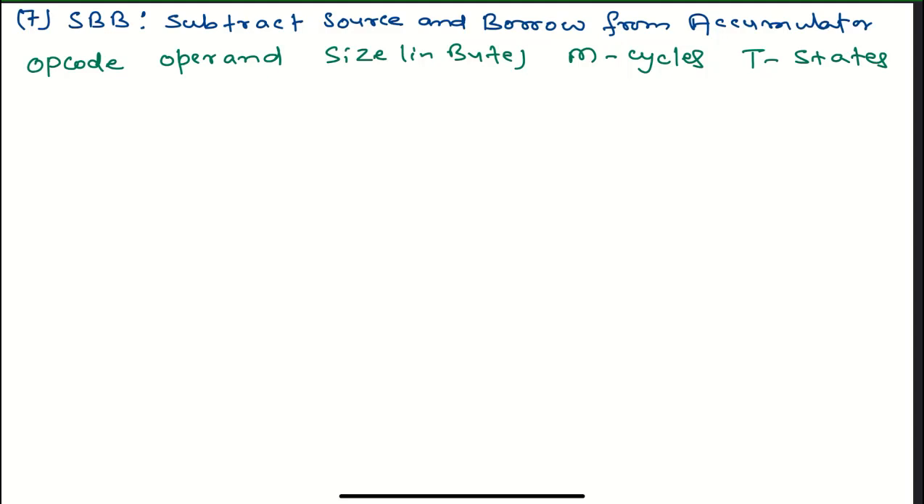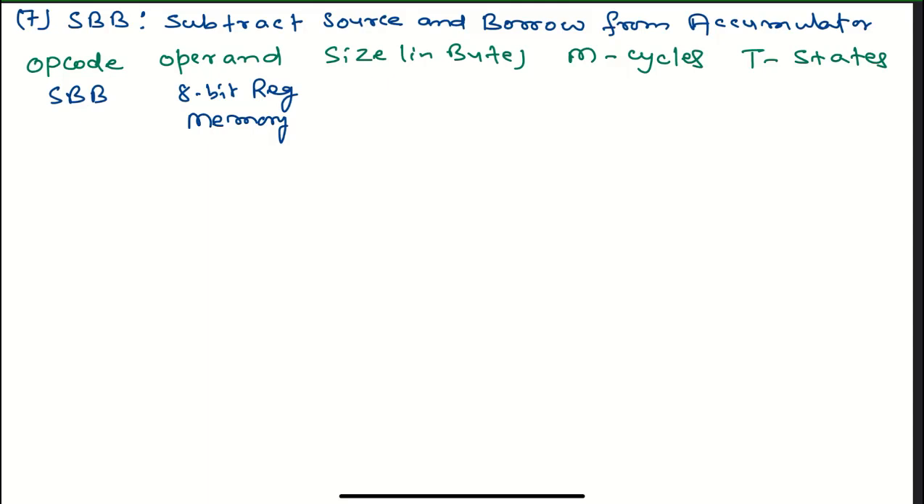The opcode is simply SBB, and as an operand it should have an 8-bit register, or we can take a memory also. So either we can use an 8-bit register as an operand, or we can use memory as an operand. Now we can understand the functionality.